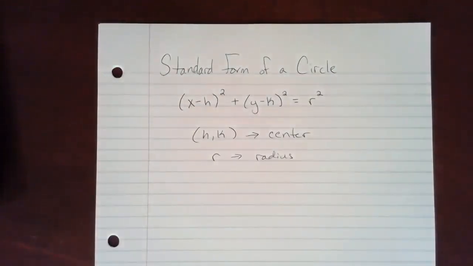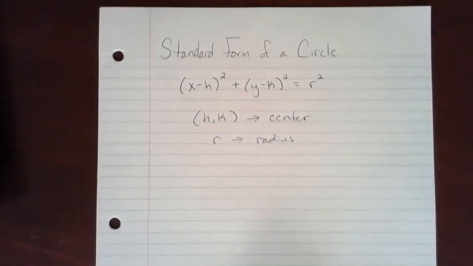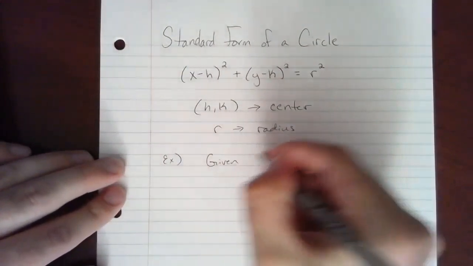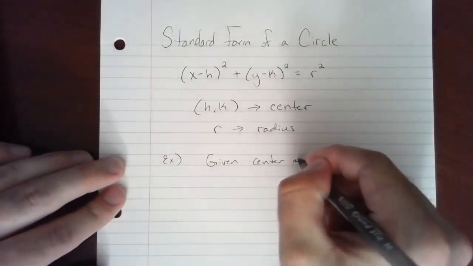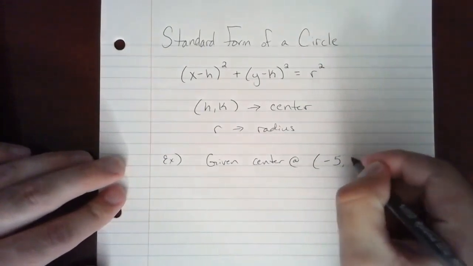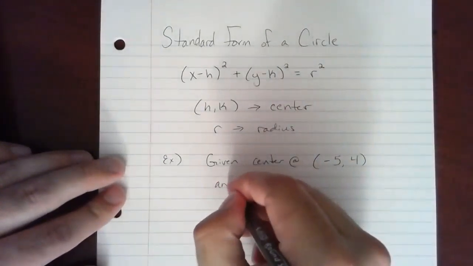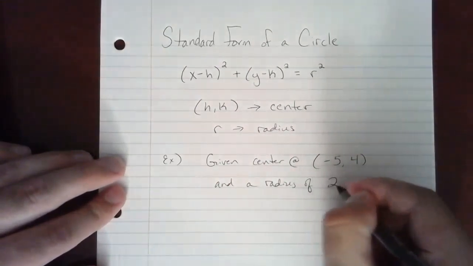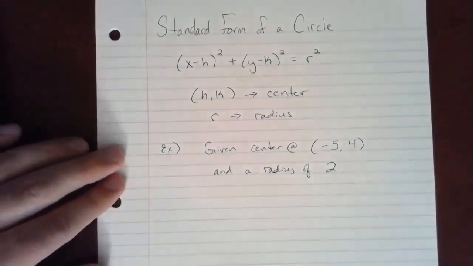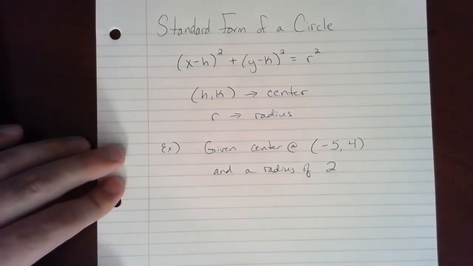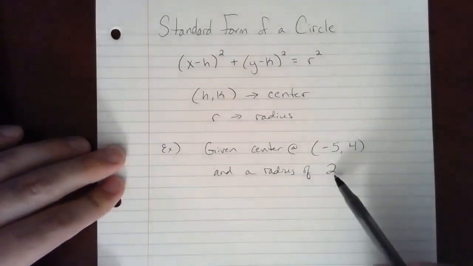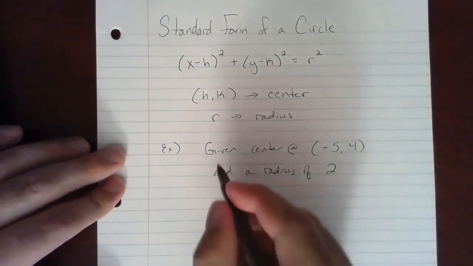And so this lends us to some very simple problem types that will often show up, where they'll do one of two ways. They'll say, given a center at, suppose it's something like -5, 4, and a radius of, I don't know, how about we pick 2, radius of 2. If we wanted to write an equation for a circle that had a center at -5, 4 and a radius of 2, in standard form, it's very simple.